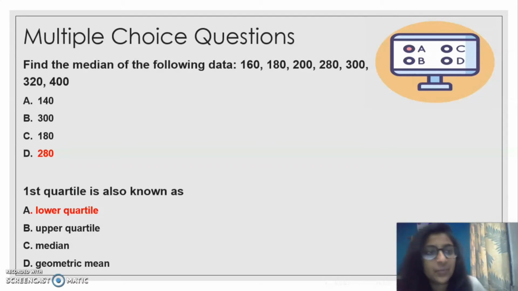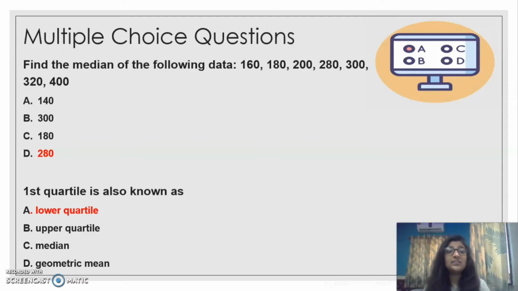Multiple choice question. Here, find the median of the following data. They have given us data, you have to find the median. Again, observation skills. 7 is the count of the data you have. The fourth element will be the middle element, with 3 elements remaining at the left and 3 elements at the right. That middle value is the median. 280 will be your median. Now first quartile, let me tell you. First quartile is known as lower quartile. Second quartile is known as median. Third quartile is known as upper quartile.